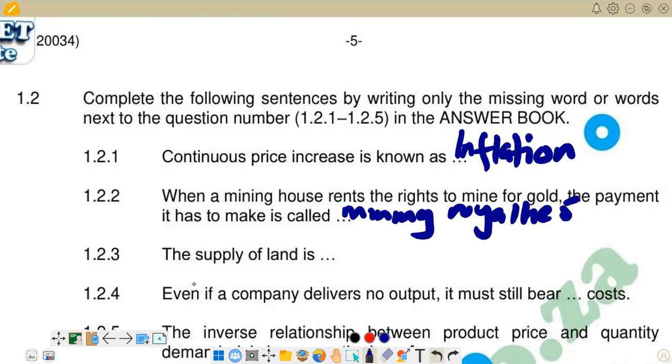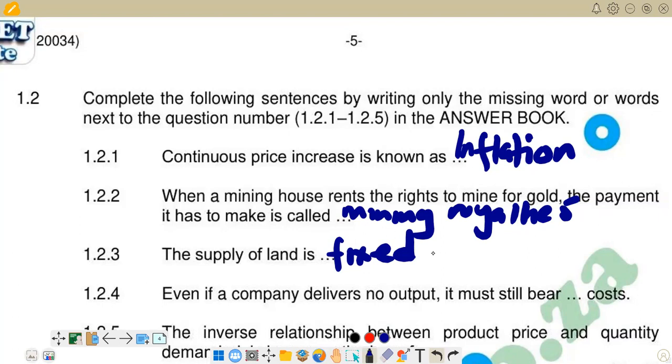Then 1.2.3 saying supply of land is, we know supply of land, we know what we mean by supply. What can be offered in terms of a product on the market is what we call supply. So when we are talking about supply of land, we know that land cannot change. The land that we have cannot be increased or decreased to a certain extent. So basically what we are saying is the supply of land is always fixed. So fixed is the most appropriate that we have there.